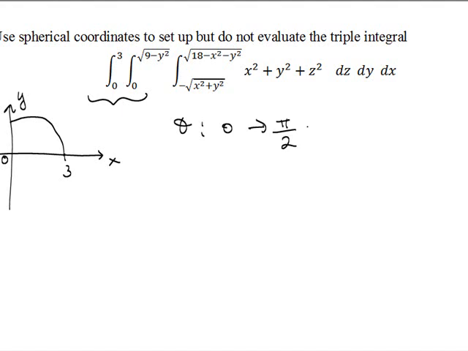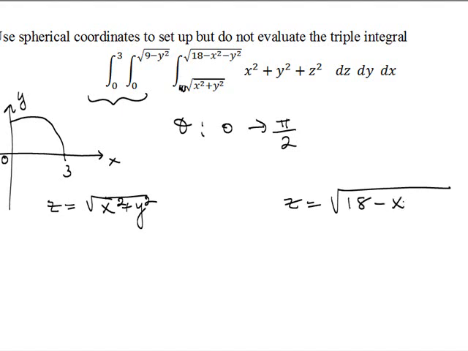Did I put a minus there? Where did this minus come from? I think this is a little error here. I don't need a minus there. You don't need a minus, okay? Because I want this to be a cone. So the z limits, let's write them down. We have z equals square root of x squared plus y squared. This is a cone. And then we have z equals square root of 18 minus x squared minus y squared.